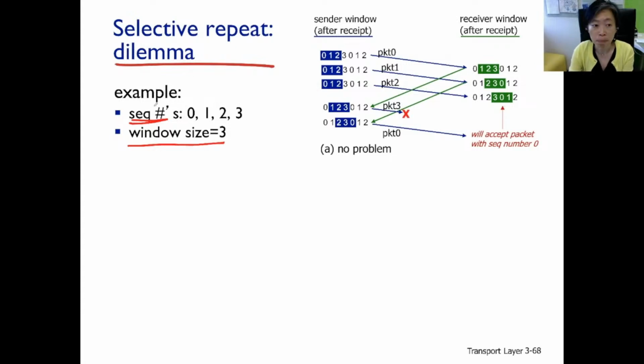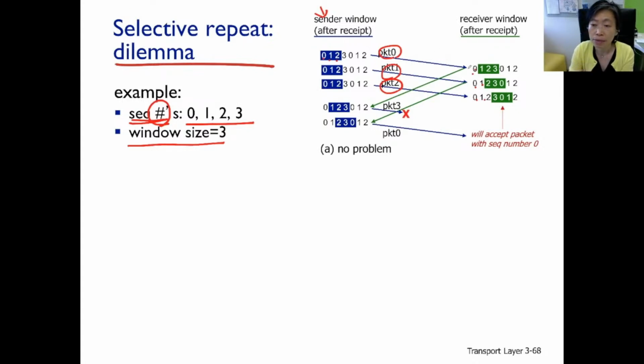Okay, so the example goes: sequence number, only 2 bits, so there are only 4 different numbers. Window size, 3. Right. So the selective repeat sender side will look like this. Well, the window size is 3, so we can only send 3 packets back to back. So packet 0, packet 1, packet 2 goes out. The receiver receiving 0, 1, and 2 will then send back ACK 0, ACK 1, and ACK 2.